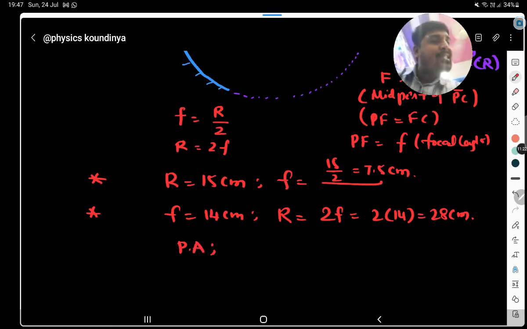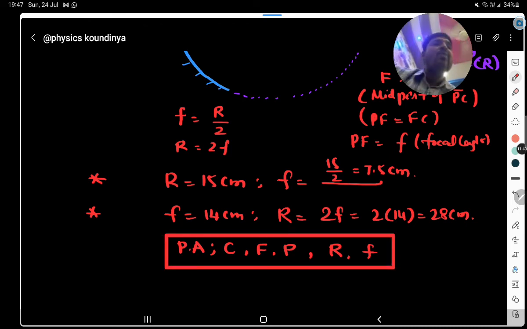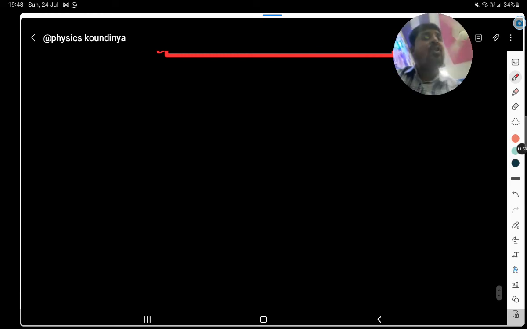So the important terminology that we are going to see here are, we should understand what is called as principal axis. We should know what is called as center of curvature, principal focus, pole. We should know what is called radius of curvature and what is called as focal length. So these are the technical terms every time that we are going to encounter while we are going to complete this chapter. Principal axis is an imaginary line. C is the center of curvature. F is the focus. P is the pole. R is radius of curvature. F is focal length.